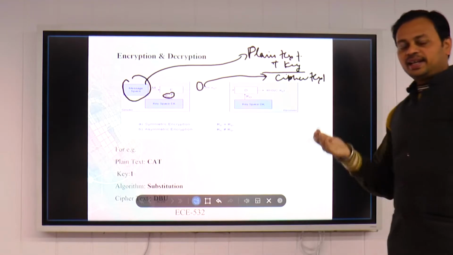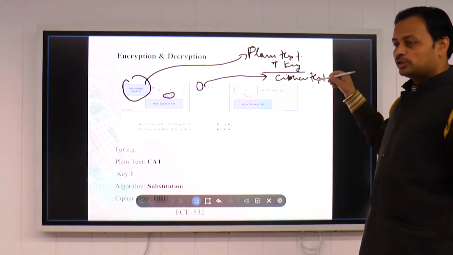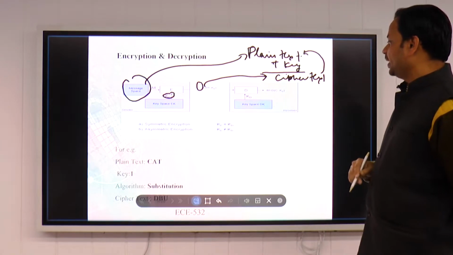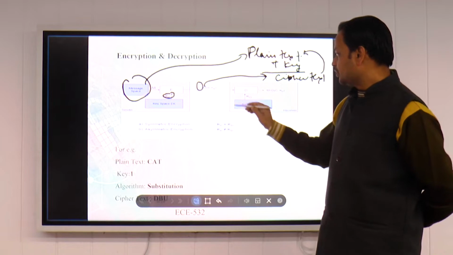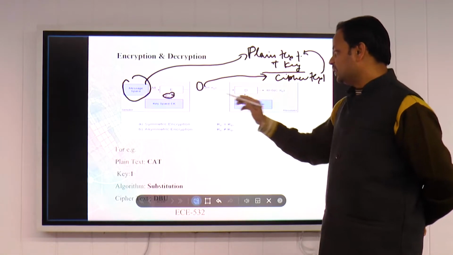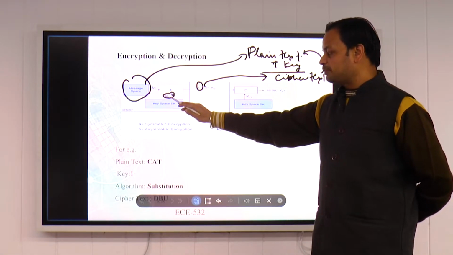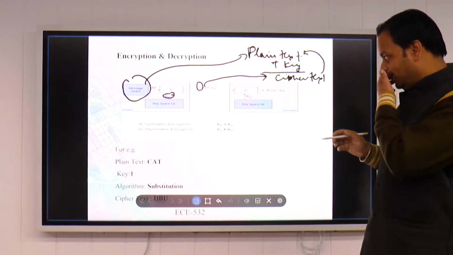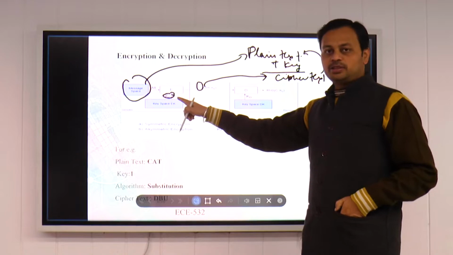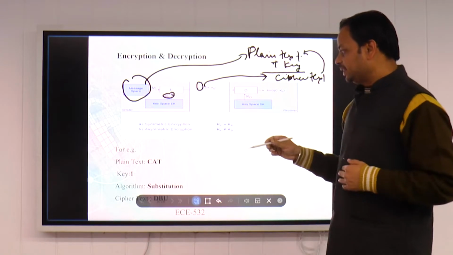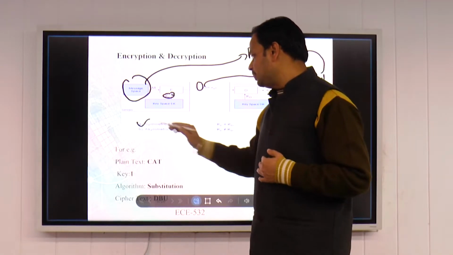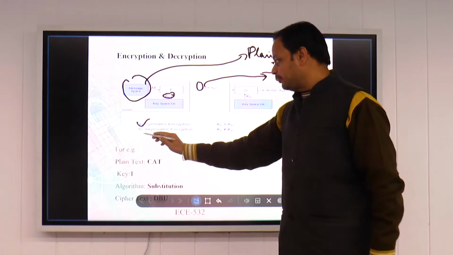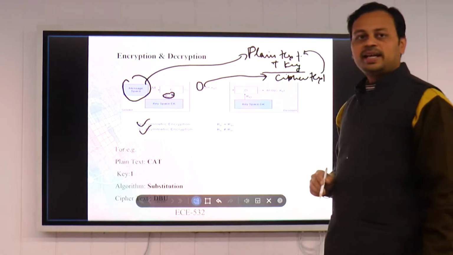Now at the receiver side, just the reverse operation will take place. From cipher text we convert into plain text with the help of the key. We have denoted encryption key KE and decryption key KD. Now depending on whether the same key is used at the sender and the receiver side, that type of mechanism is called symmetric encryption. If both the keys are different, then such a mechanism is called asymmetric encryption.